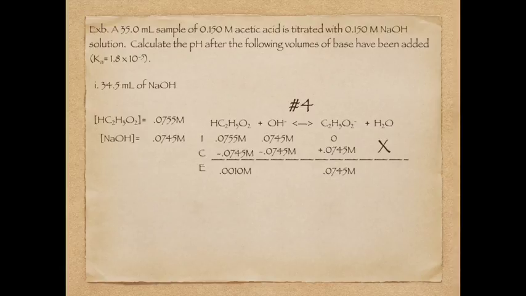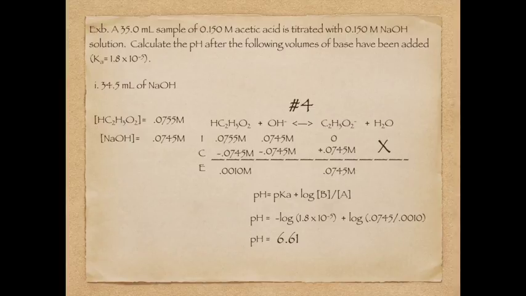And what I can now do is plug this into my Henderson-Hasselbalch equation to calculate my pH. So this is the equation. My pH equals my pKa, which is the negative log of my Ka, just like pH is the negative log of hydrogen ions. So I'm going to do the negative log of 1.8 times 10 to the negative 5th plus the log of my base, which is 0.0745, divided by my acid, which is 0.0010. And so when I do all of this math, I end up getting my pH, which is 6.61. Okay?